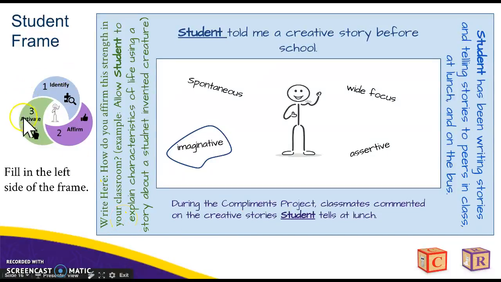of the frame, and you'll see we added on another part to our triad. We're going to identify strengths. We're going to affirm strengths. We're going to activate strengths. But it's purposely made into a circle because we are not done when we activate one strength.